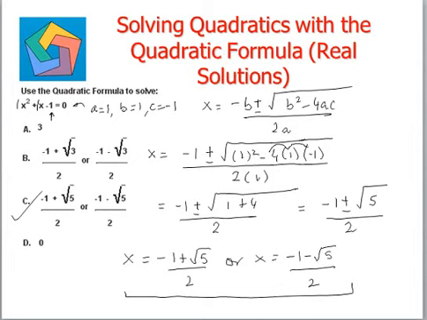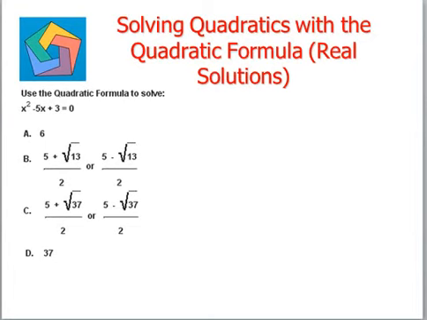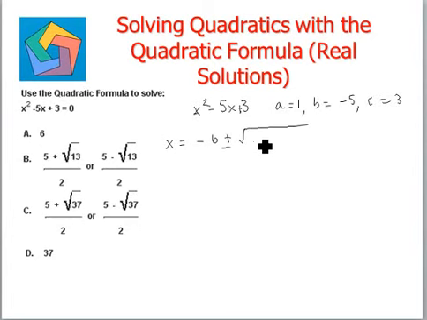Let's try the next question. Use the quadratic formula to solve x squared minus 5x plus 3. So from here we see a equals 1, b equals negative 5, while c equals 3. Our formula by now is very simple to remember: negative b plus or minus the square root of b squared minus 4ac, divided by 2a. So we'll plug in the values.